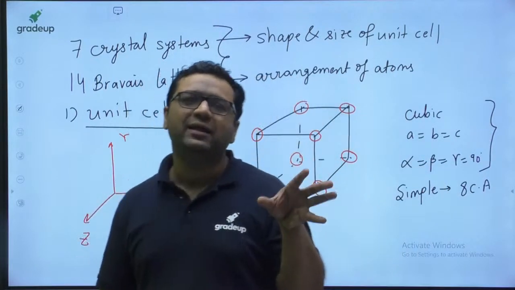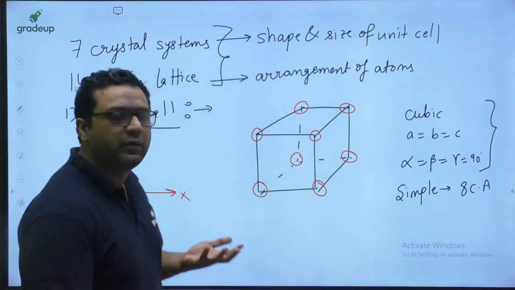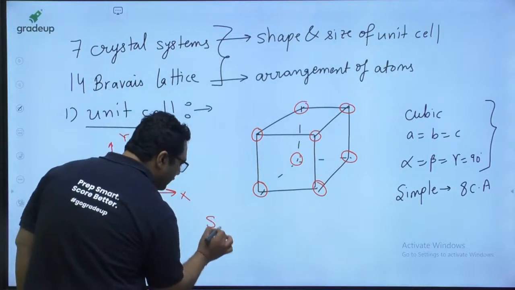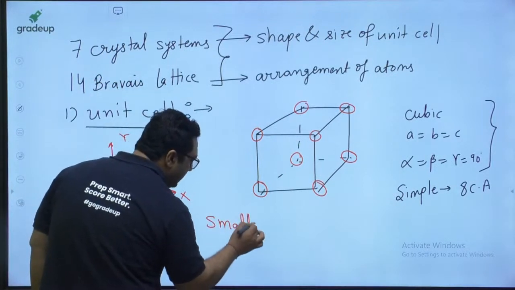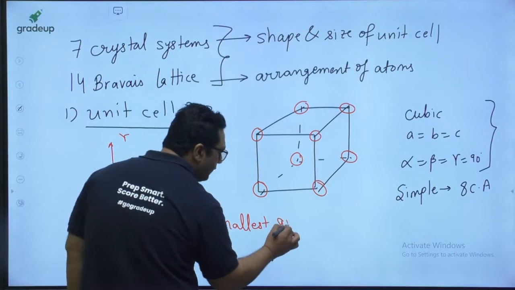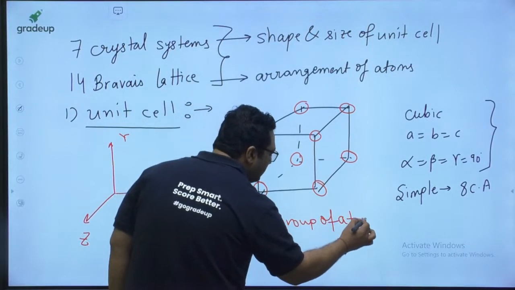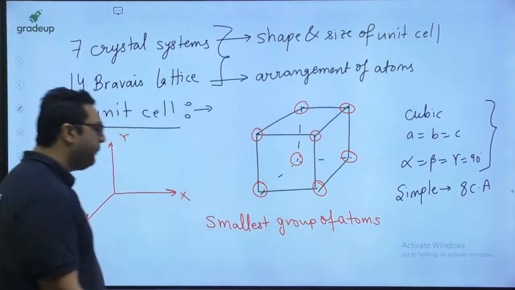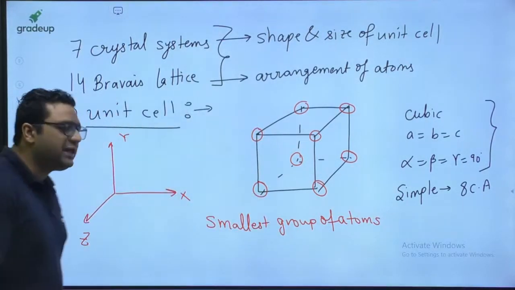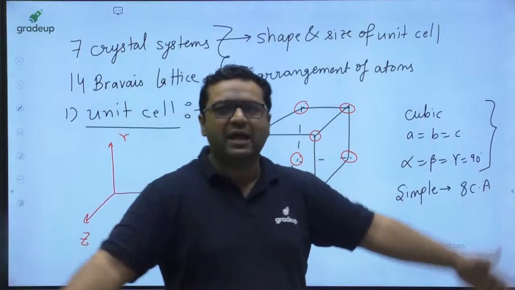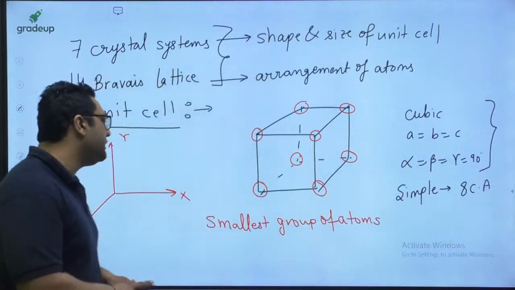So a unit cell is, my dear, nothing but the smallest group of atoms. When this smallest group of atoms is repeated in the 3 crystallographic axes an infinite number of times, it will result in a crystal lattice.